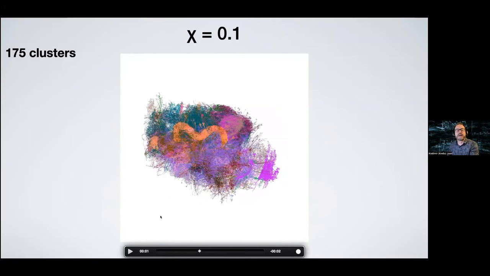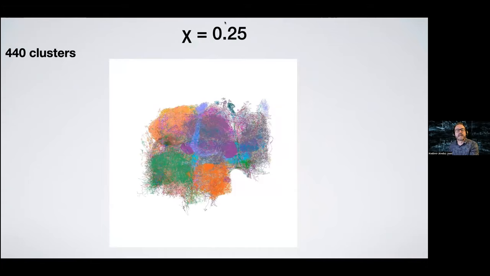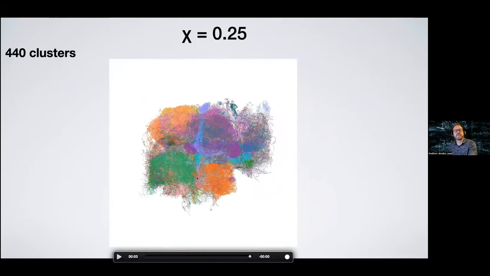And this is again at chi equal to 0.25, you see many more clusters. So it's now a lot harder to resolve what's going on. And at 440 clusters, it's actually a lot harder to assign them to anatomically meaningful parts. But what you can do is take the individual clusters.